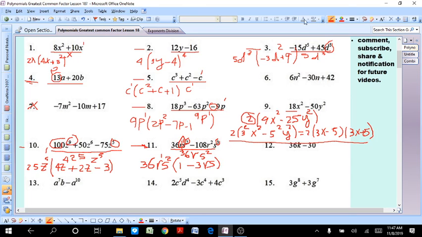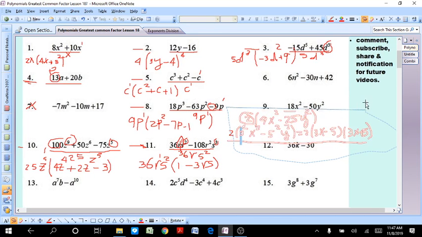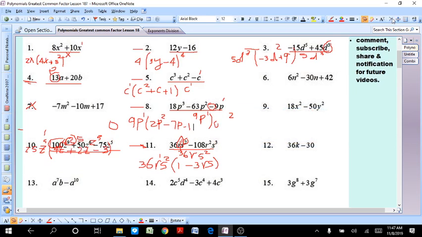What about question number 14 and 12? Let's do question number 12. Question number 12, everything is divisible by 6. That's the only factor that I can have. 36 divided by 6 is 6 times k. And negative 30 divided by 6 is a negative 5. That is the final answer for question number 12.